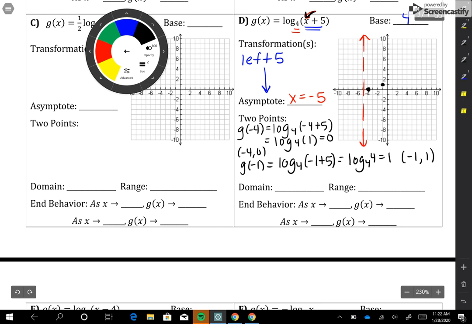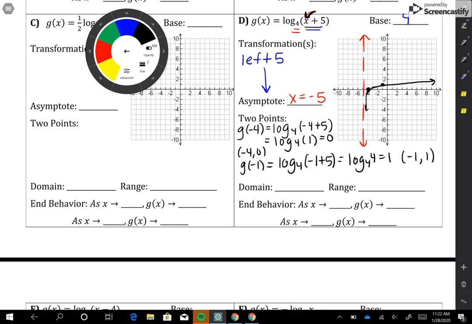So that's another point. This is base 4, so it's kind of stretched out. It doesn't grow very quickly. We'll draw it down and over. Okay, so there's our graph.